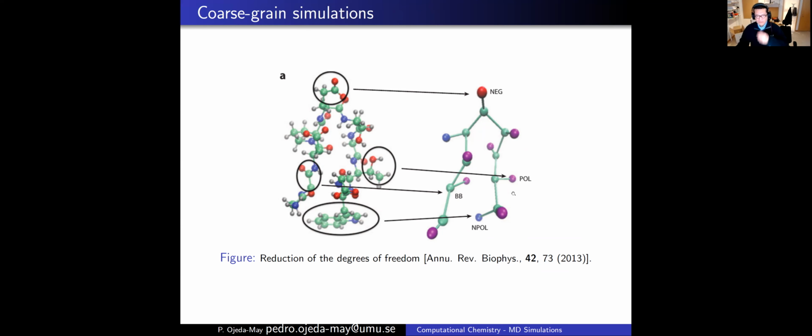The problem can be in the accuracy of the results. And currently, at least for biomolecules, the Martini force field is becoming more stable, because I remember when it started, it had some issues, but they have been solved over these years.